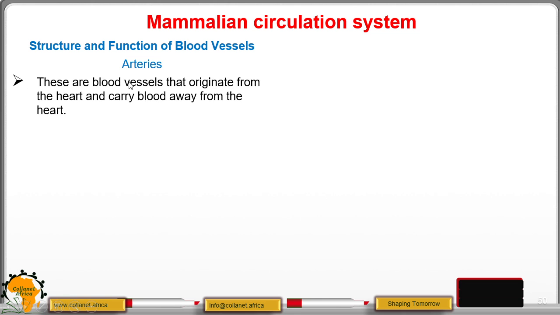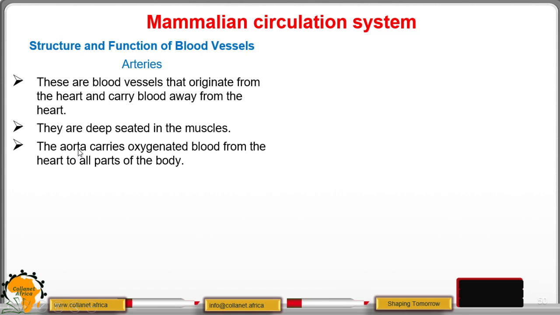The arteries are blood vessels originating from the heart and usually carry blood away from the heart. They are deep seated in the muscles, that is, they are deep inside the tissues. The aorta is the main artery and carries oxygenated blood from the heart to all parts of the body.